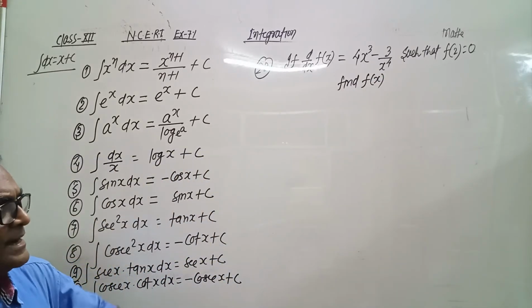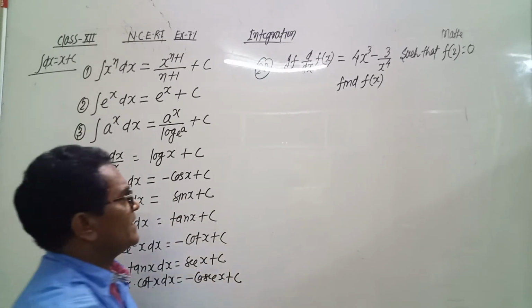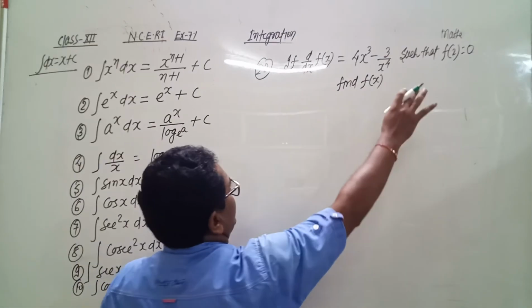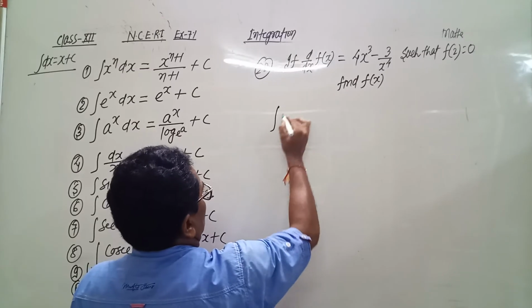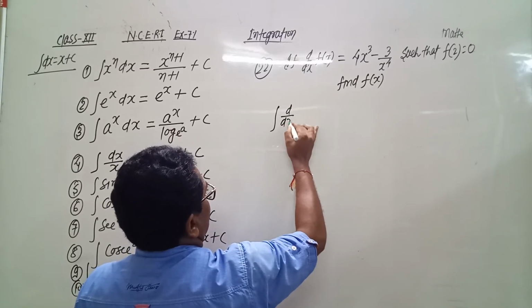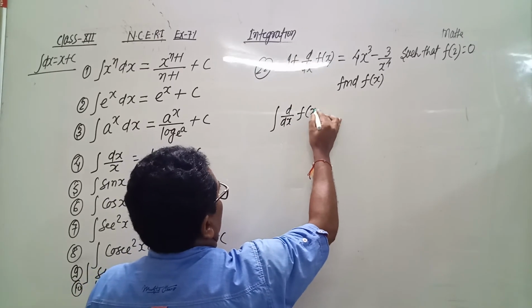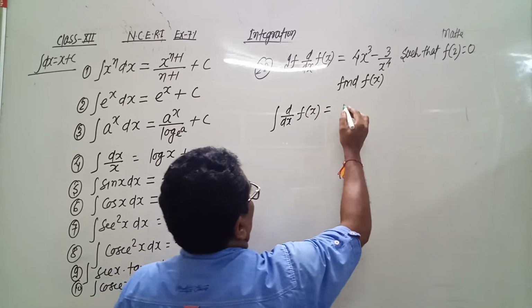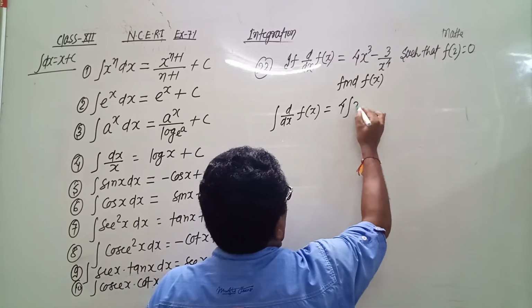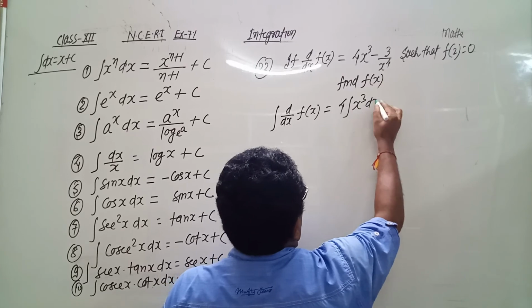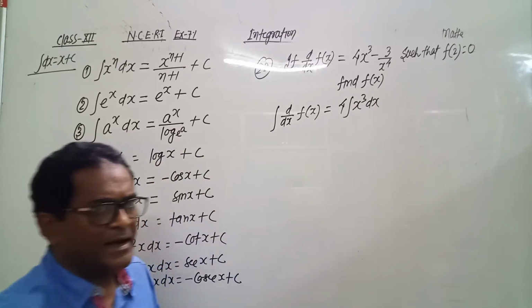So we know integration is the antiderivative. So we integrate both sides. So integration of d by dx of f of x equals 4 into integration of x cube dx. We are integrating both sides.